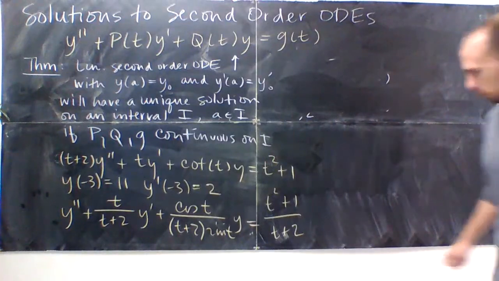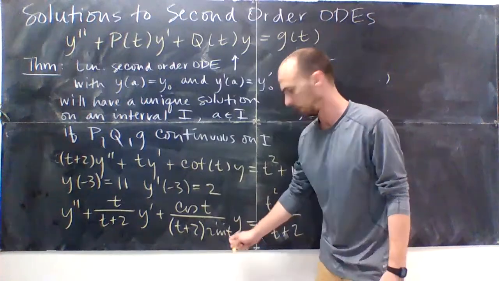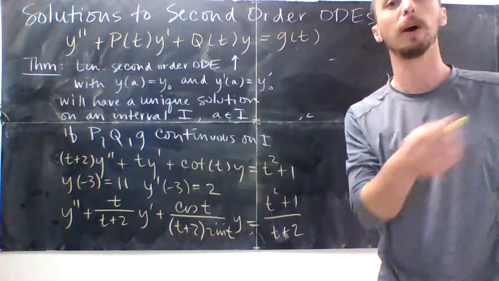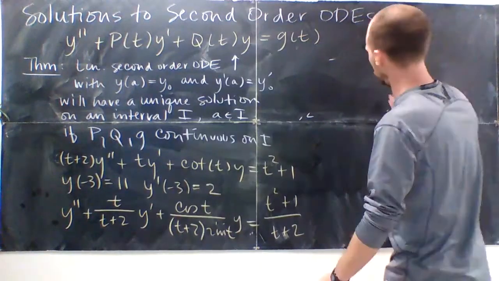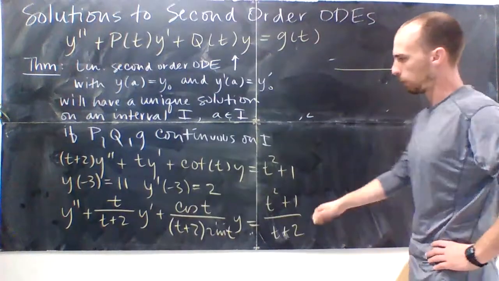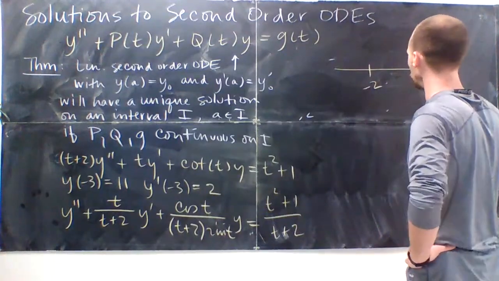This has discontinuities at t equals -2 and at really any place where sine is 0, so that would be 0, pi, 2 pi, 3 pi, and -pi, -2 pi, -3 pi, -4 pi, -n pi. All right, so really what I've got here is I'm going to just mark off my points of discontinuity. Obviously -2, that's going to be troublesome.